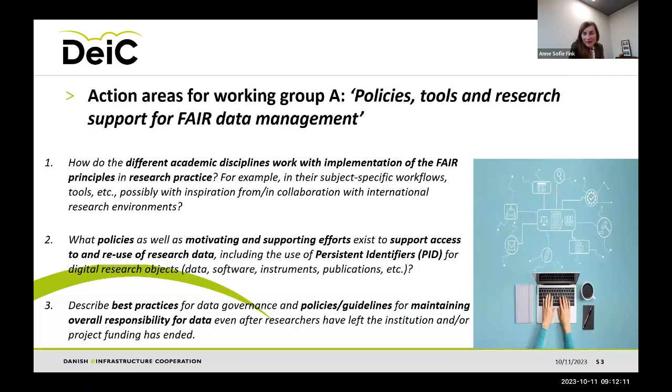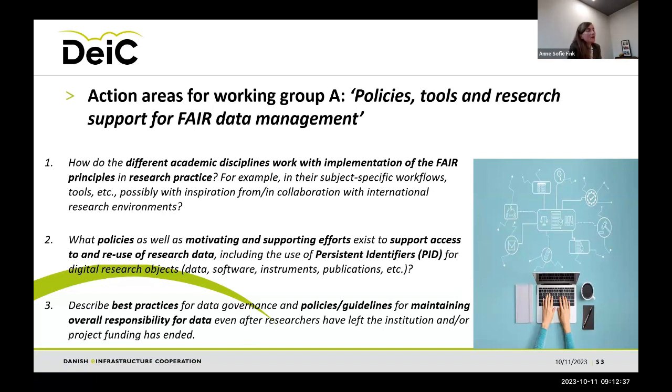Now I'm really going into details, and it will be maybe a bit of me reading aloud, but I think it has some value even though, and I'm sure from the FAIR Impact side of things, we will be able to share the slides. For working group A, that is on policies, tools, and research support, there are 3 action areas appointed.